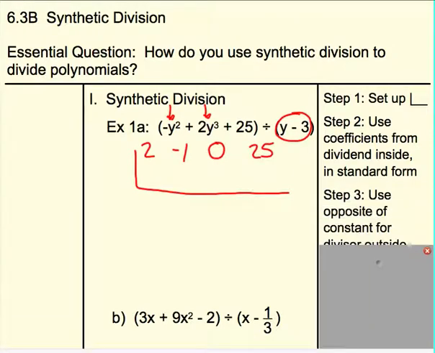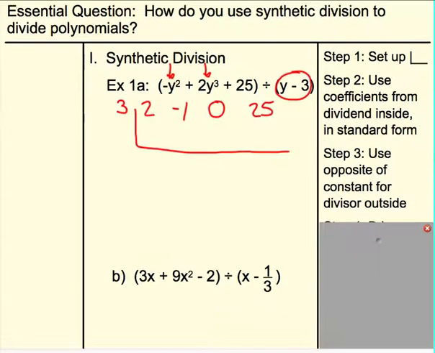Now outside, we're using the opposite of the constant for our divisor. So this is one of those tricky pieces of synthetic division that you have to keep in mind. What synthetic division helps us do is find our roots. The root, or the zero, of y minus 3, when you set that equal to 0, you would add 3 to both sides and get y equals 3. So we're using that root, or the zero, not the number in the binomial.